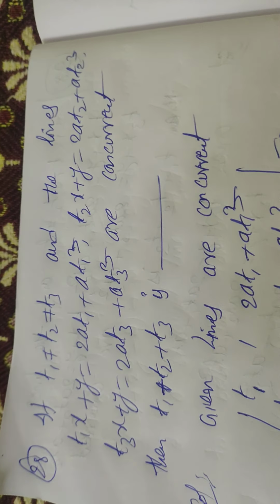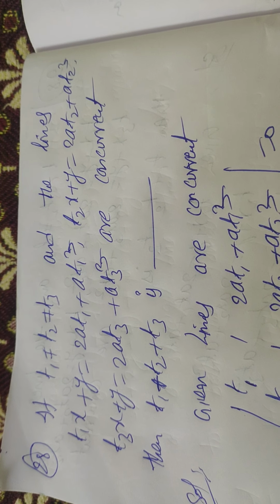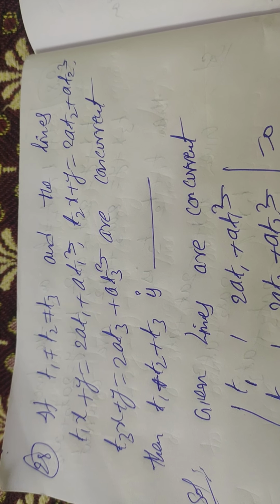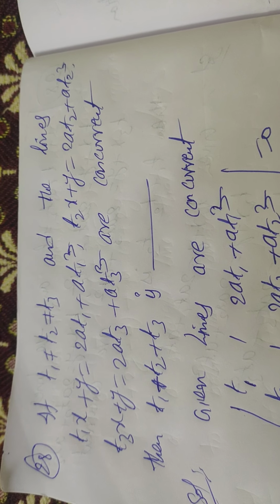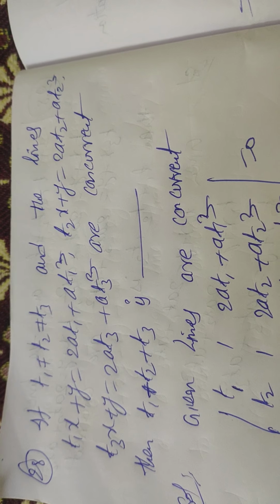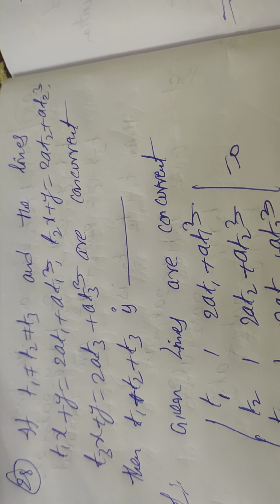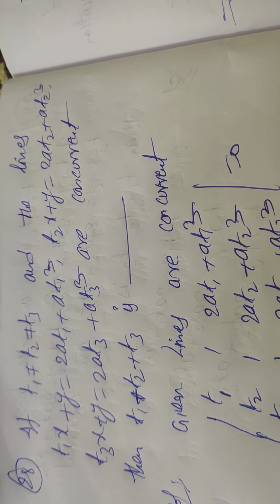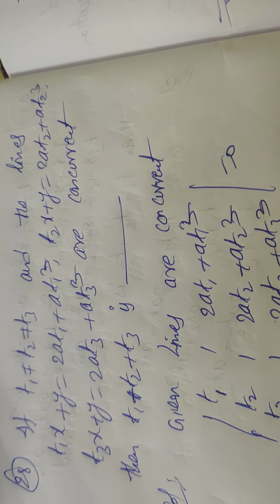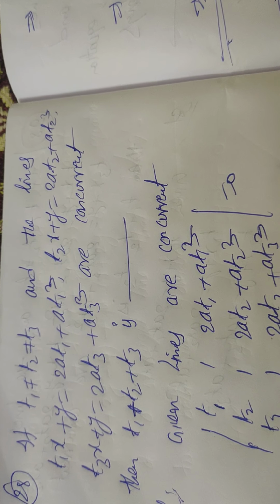Question 28. If t1 is not equal to t2 is not equal to t3, and the lines t1x plus y is equal to 2a t1 plus a t1 cube, t2x plus y is equal to 2a t2 plus a t2 cube, t3x plus y is equal to 2a t3 plus a t3 cube are concurrent, then find the value of t1 plus t2 plus t3.